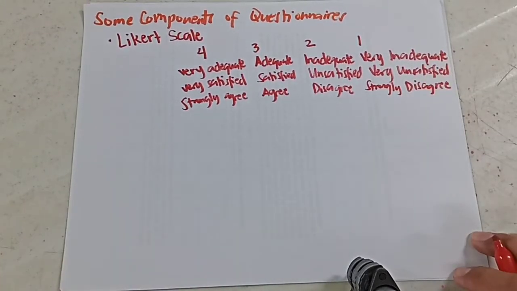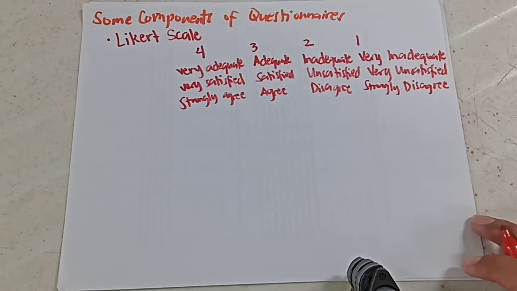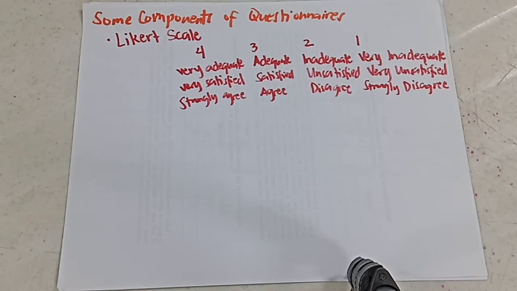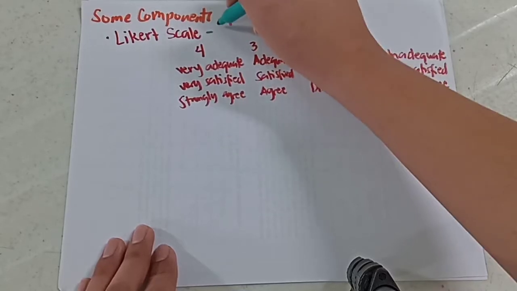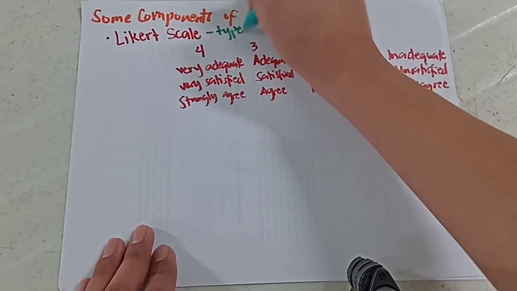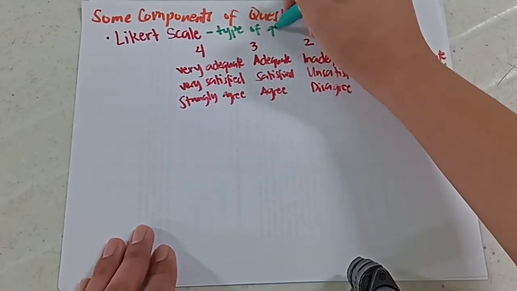So, this may be familiar to you, because the Likert scale is one of the common components of questionnaires. From this example of a Likert scale, what do we mean by the Likert scale? The Likert scale is a type of questionnaire.